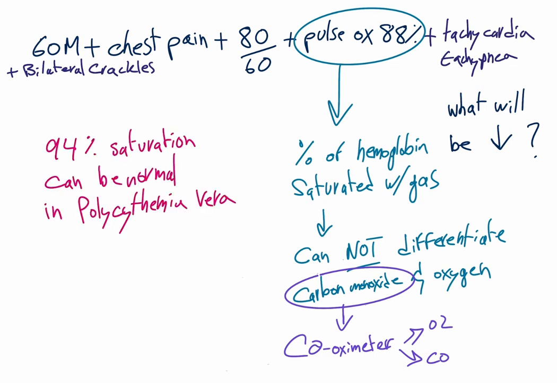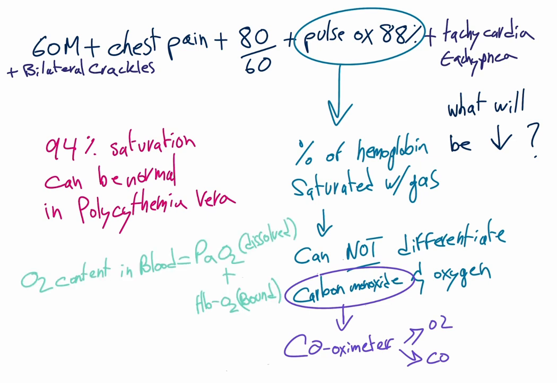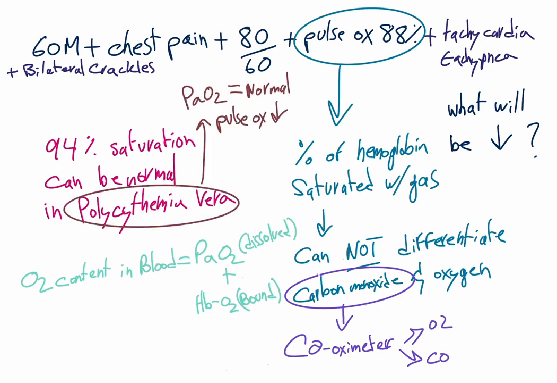Now, in the case of polycythemia, it actually is normal to have a pulse ox of 94 because you have more hemoglobin and it's less saturated. So the percent saturation is slightly lower than 100. That is normal and to be expected. Another key concept is that O2 content in the blood is the total of PaO2, which is your dissolved oxygen, combined with your hemoglobin-bound oxygen, O2 bound. The pulse ox measures the bound portion only, not the dissolved portion. So in polycythemia, hemoglobin of 20, let's say, your PaO2 will be normal. Whatever your blood can dissolve, it can dissolve. However, your pulse ox might be decreased because you have increased hemoglobin with less bound.